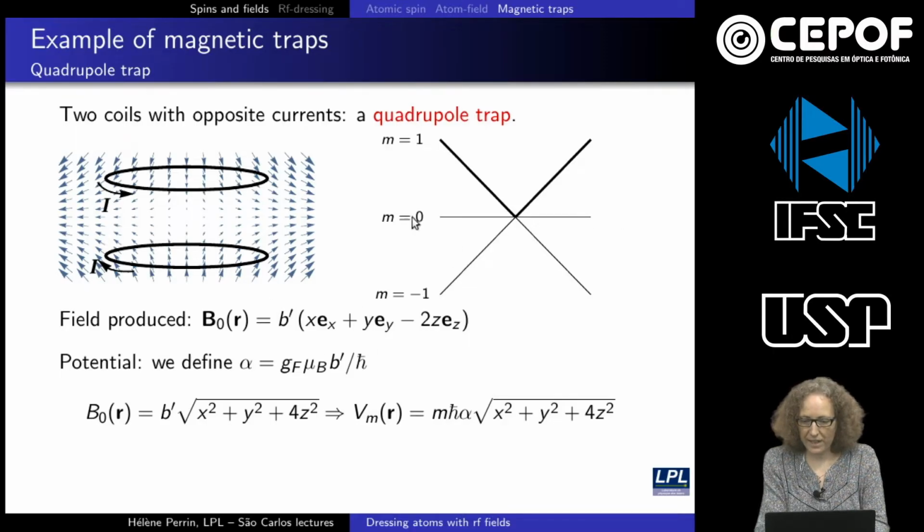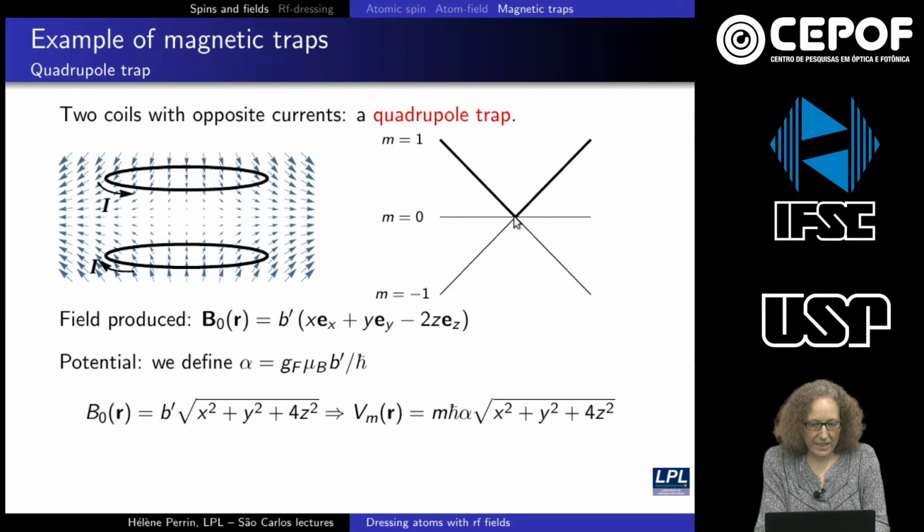If I take the magnetic field along the x-axis, for example, I see that it increases linearly with x, giving rise to a magnetic trap where the state m equals 1 is trapped like that, m equals 0 is unaffected, and m equals minus 1 is anti-trapped.